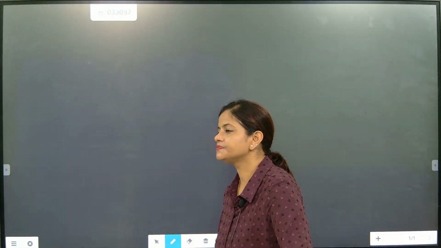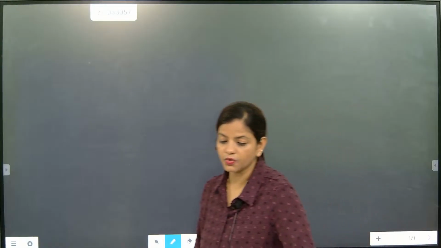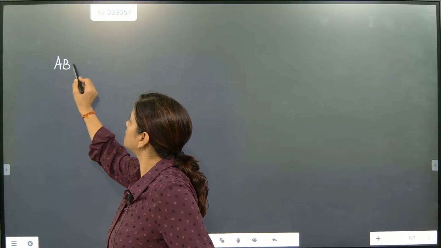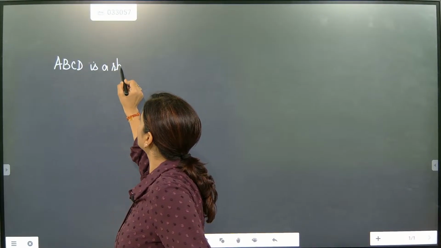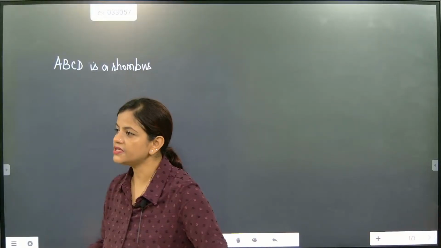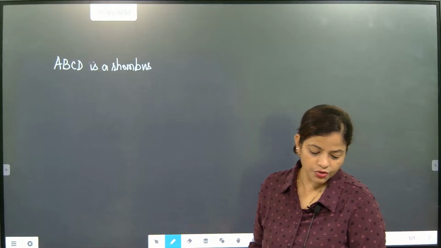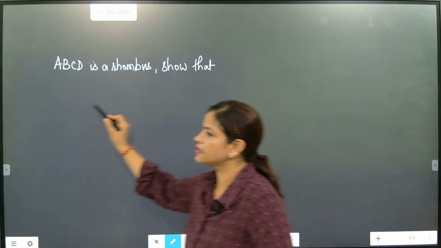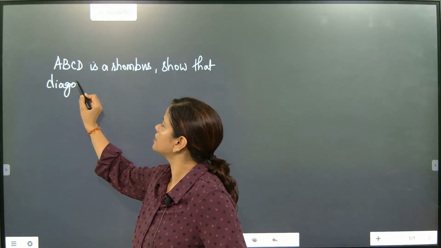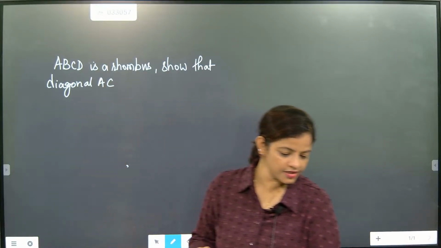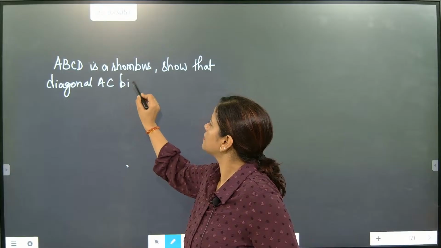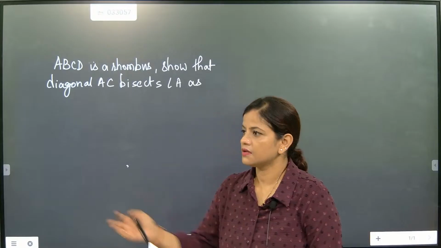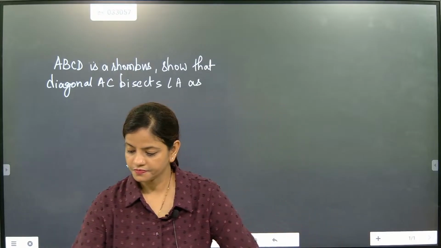Let's try another question. ABCD is a rhombus. Show that diagonal AC bisects angle A.